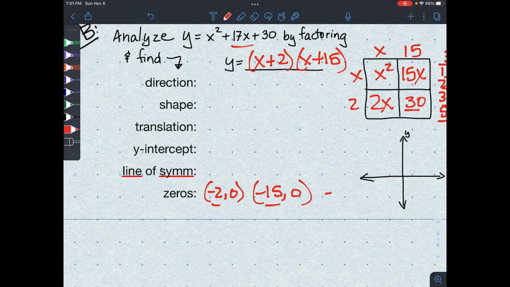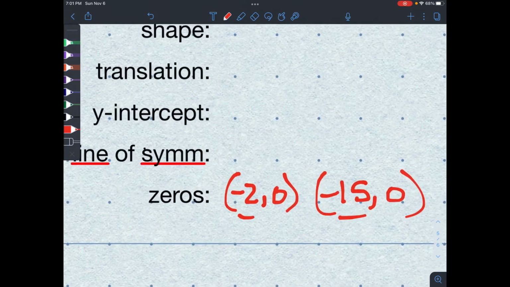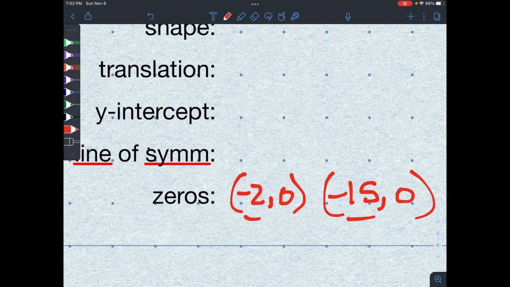So that's where I take and I add them up, and I divide by 2. And negative 2 minus 15 is negative 17. So negative 17 divided by 2, I think, is negative 8.5. Whoop. Forgot. Line of symmetry is always x equals negative 8.5.